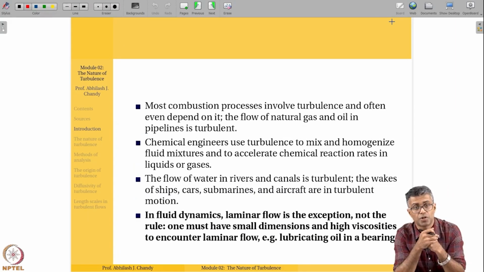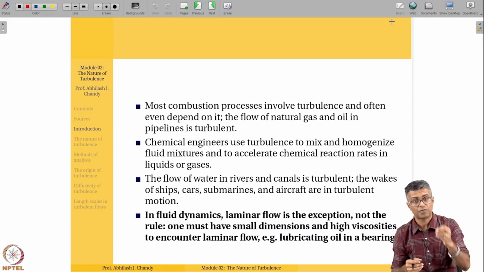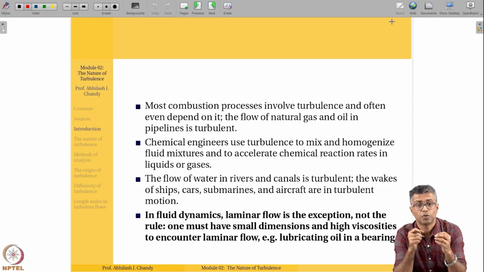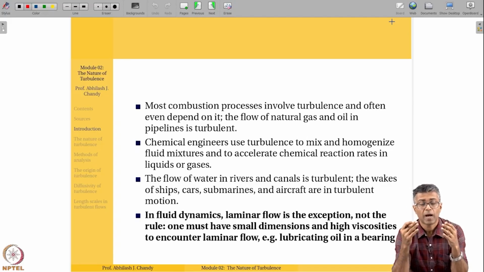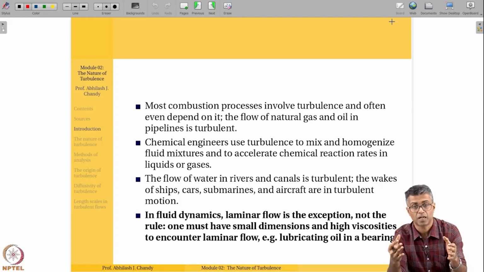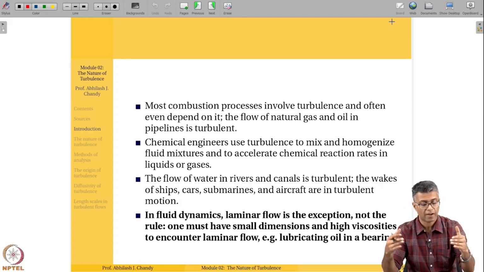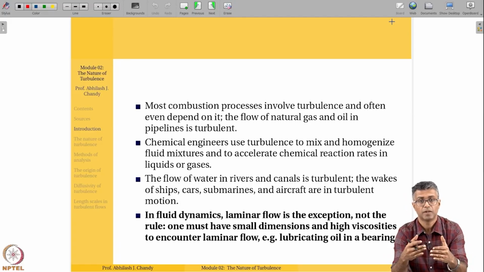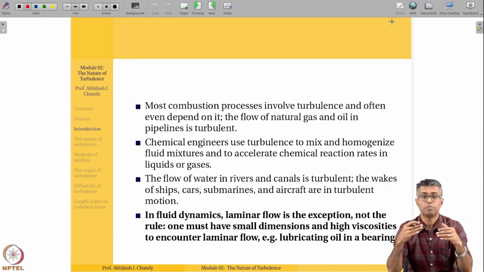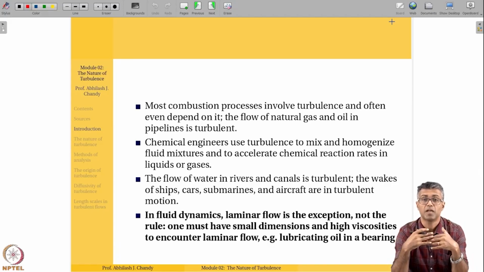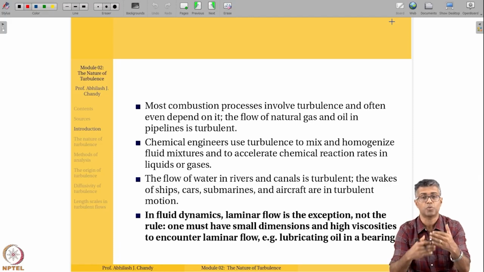More examples in engineering. Combustion processes, and we've talked about this, that involve turbulence and often depend on it. What do I mean by that? You have the fuel and oxidizer mixing in a combustion chamber. So you have them coming and mixing together. You want the mixing to be in a turbulent manner. If it is not turbulent, that mixing is going to take time.